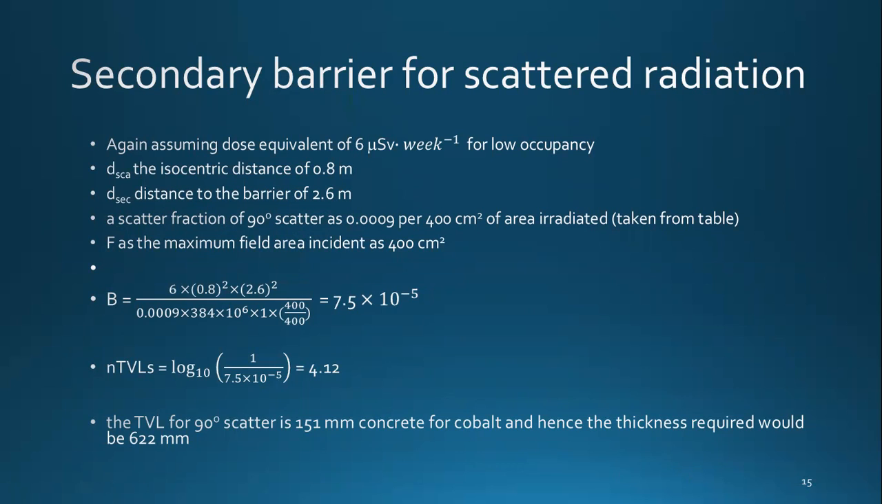The barrier transmission factor equation, if you remember, is this, but I have not given it here. I'm only substituting the values here. And if you substitute these values in the barrier transmission factor equation, you get a barrier transmission factor of 7.5 into 10 power minus 5. To determine the number of tenth value layers, the equation again is negative log of barrier transmission factor, which will be 4.12 if you substitute these values in this equation. The tenth value layer for 90-degree scatter with concrete for cobalt is 151 millimeter.